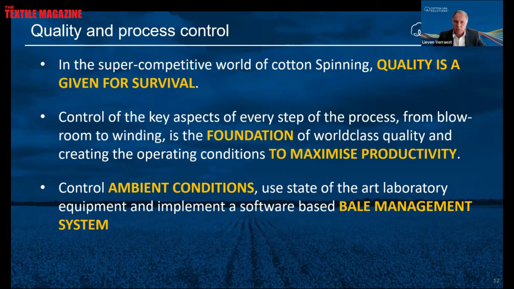Looking at quality also, there is no doubt that if you want to survive in this very competitive business of spinning, quality is a given for survival. In a very competitive world of cotton spinning, the control of the key aspects in every step of the process, meaning from blow room to the winding, is the foundation for a world-class operation and for world-class quality, and for creating the operating conditions also to improve and to maximize the productivity.